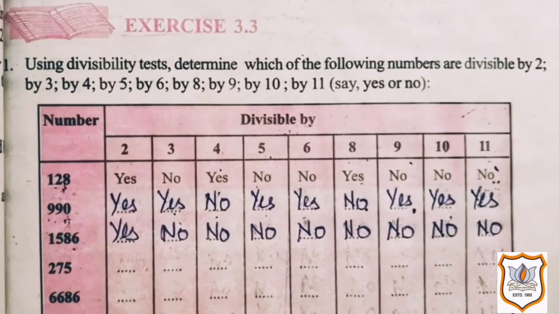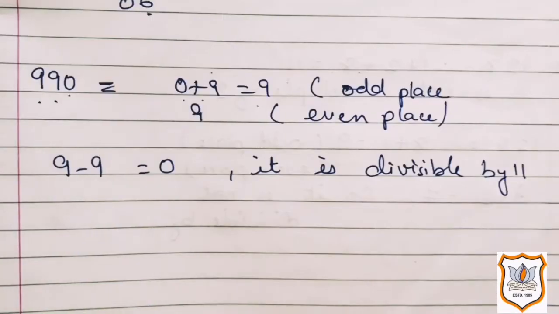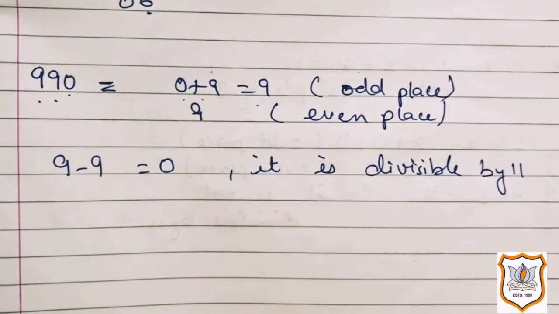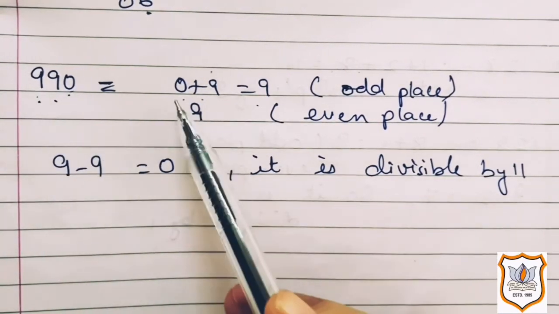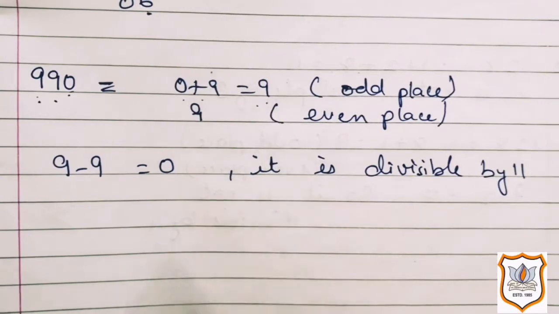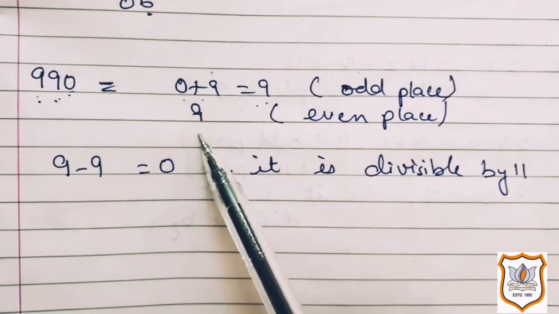Divisible by 11. Here, if the difference between the sum of the digits at the odd place and the sum of the digits at the even places is 0 or a number divisible by 11, then the number is divisible by 11. First we have to find out the sum of the digits at the odd place. Here digits at the odd place are 0 and 9. We will add this. We will get 9. And then sum of the digits at the even places. Here only one digit is there. So we will write 9 over here.